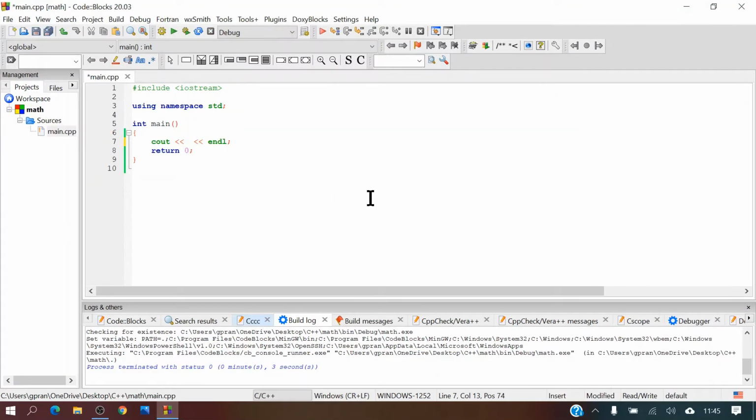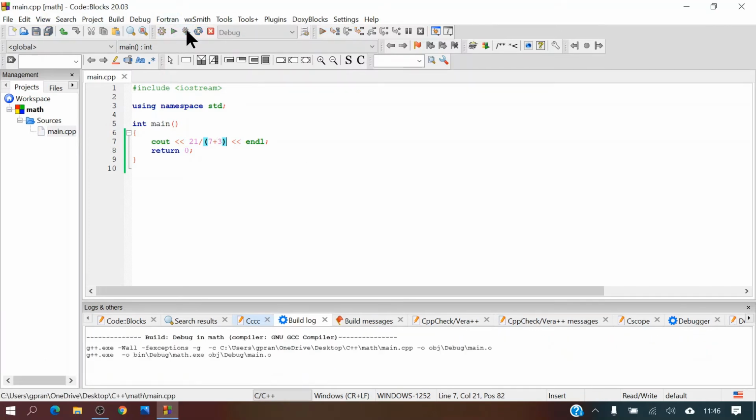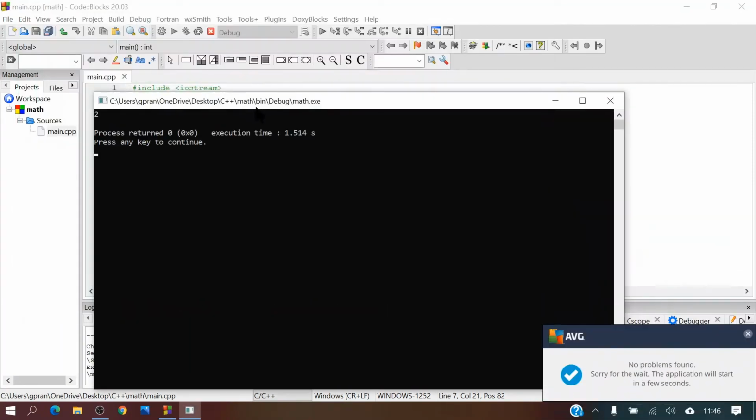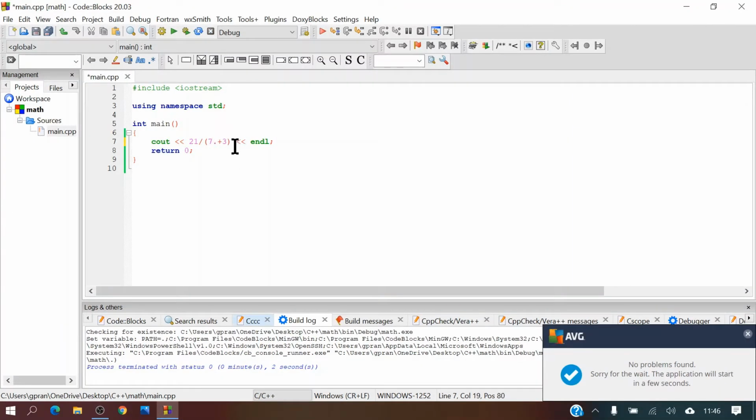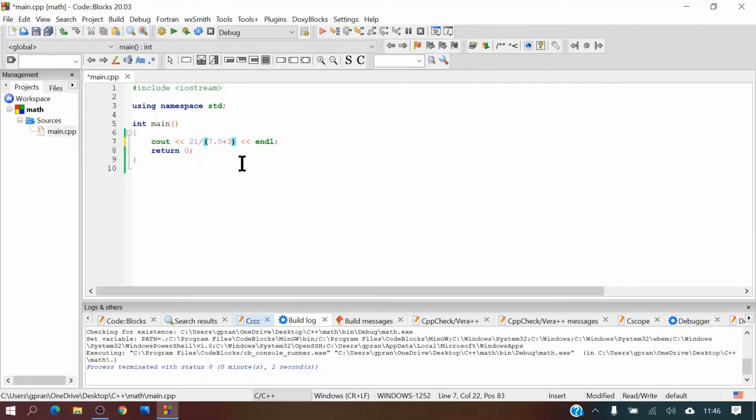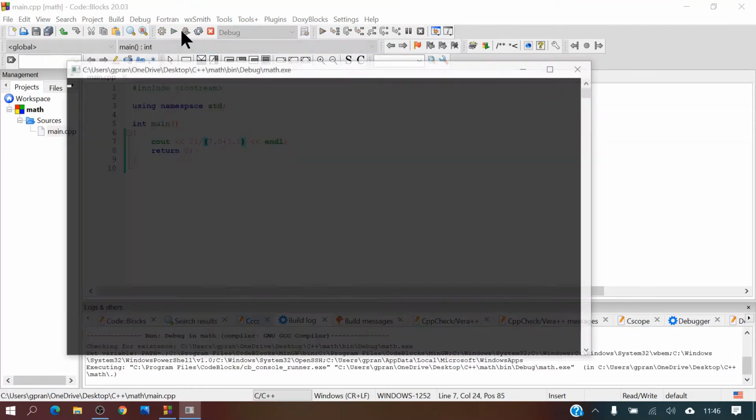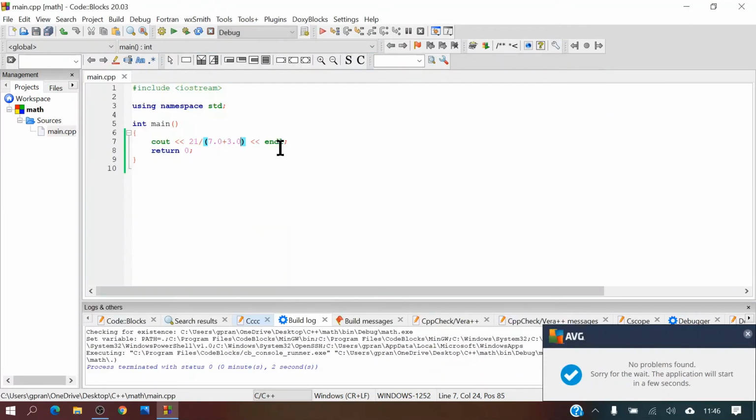We can also include parentheses in longer operations, like if you have 21 divided by 7, you can add plus 3, just here, and add parentheses here, so it should be 7.0, 3.0. Okay, it should be 2.1. There we go, 2.1.